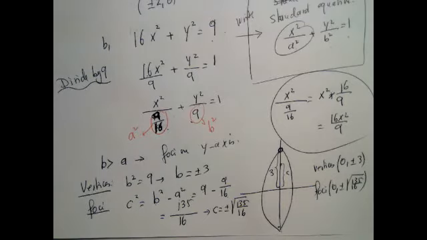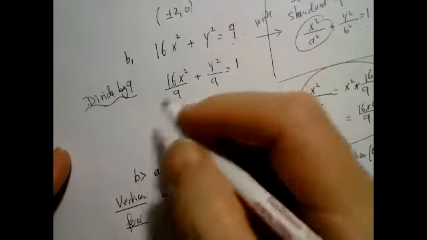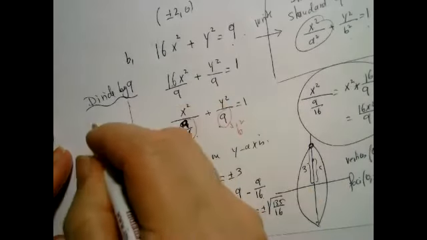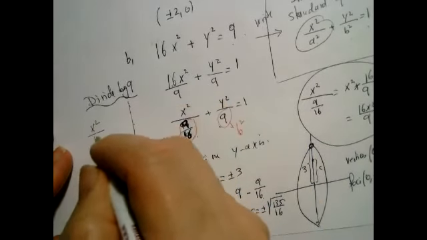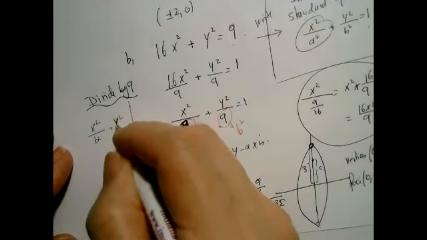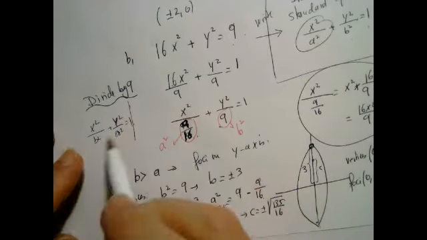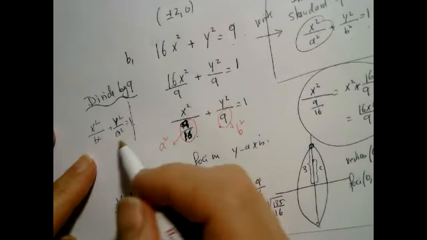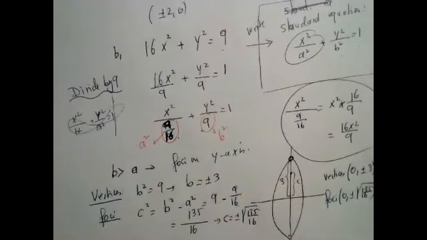And I have a question. Some books will rewrite it when the foci are on the y-axis. Some books would rewrite it like x squared over b squared. But I don't want to do that. I think it's confusing. Go ahead.